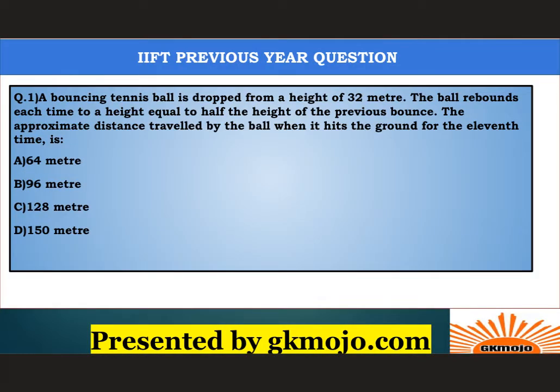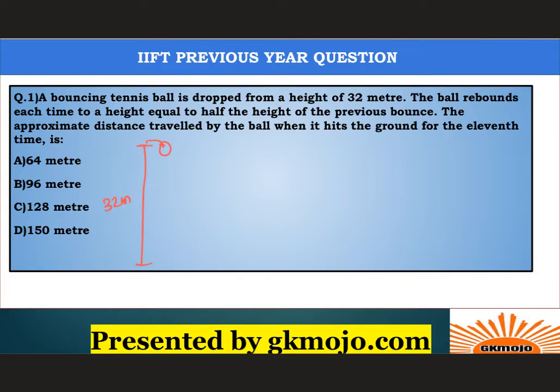A bouncing tennis ball is dropped from a height of 32 meters. The ball rebounds each time to a height equal to half of the height of the previous bounce. The approximate distance traveled by the ball when it hits the ground for the 11th time is? So this is the distance, that is 32 meters, and the ball is dropped from here.